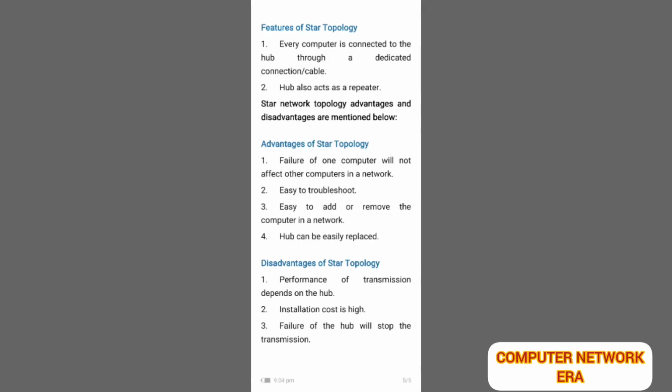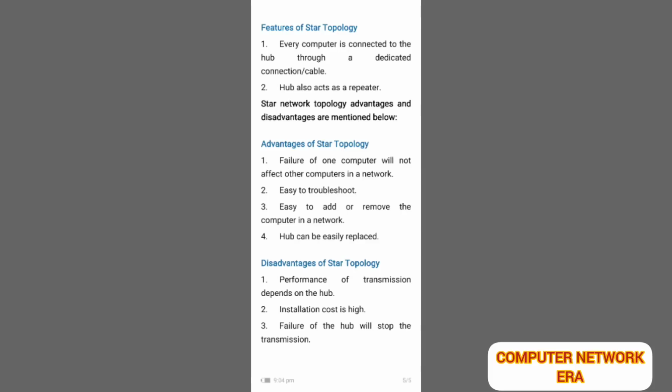Star topology advantages: the failure of one computer will not affect the other computers in the network. It is easy to troubleshoot; we can easily tell which system is down and in which system the problem has occurred. It's also easy to add or remove computers in the network, and the hub can easily be replaced.